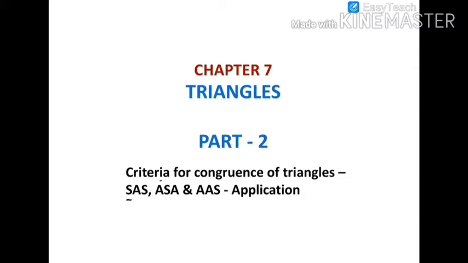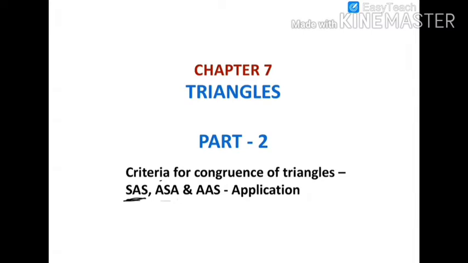According to SAS, side angle side, if two sides and one included angle of a triangle is equal to two sides and an included angle of another triangle, then the two triangles are congruent by SAS. Likewise, if two angles and an included side of one triangle is equal to two angles and an included side of another triangle, then the two triangles are congruent by ASA.